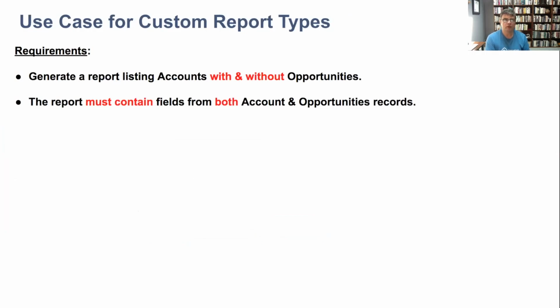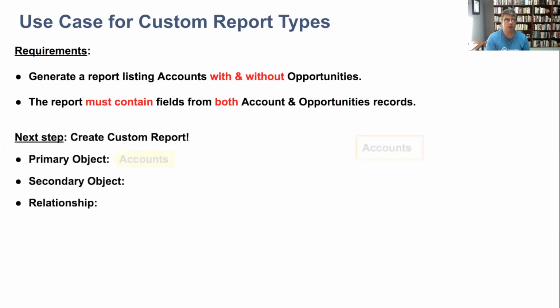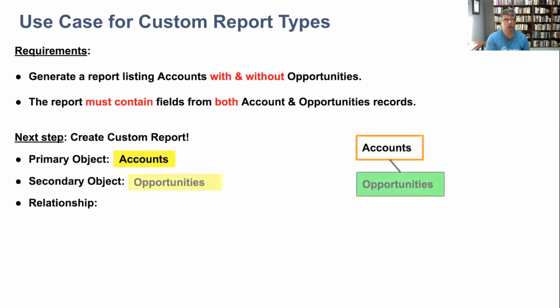So let's take a use case. This is a very easy one for the sake of time. Let's generate a report listing accounts, but we want with and without opportunities. So we have to have fields from both account and opportunity records, and we want with and without opportunities. So the primary object, accounts. Secondary object, opportunities, and the relationship with or without, that's driving us to a custom report.